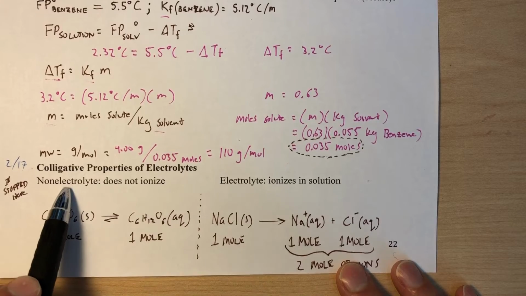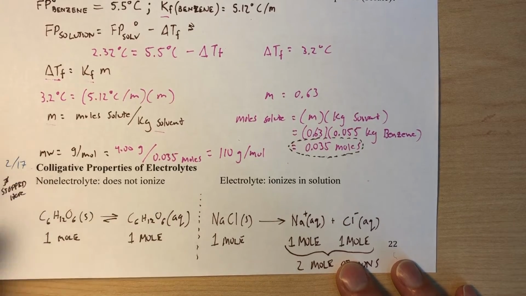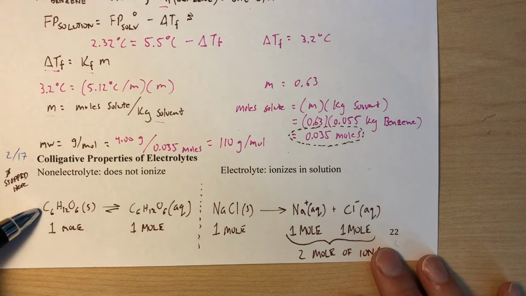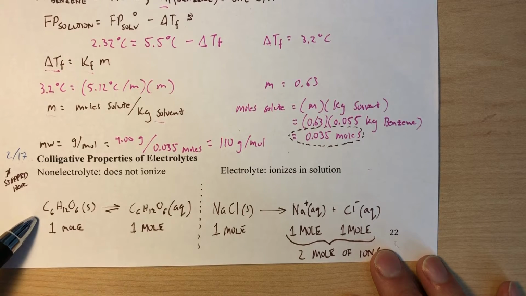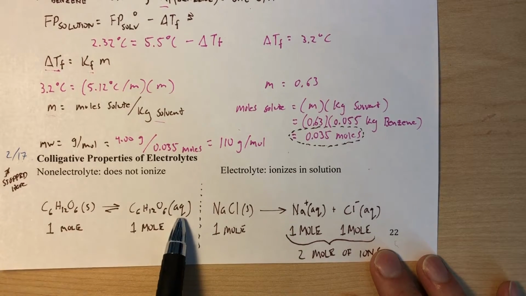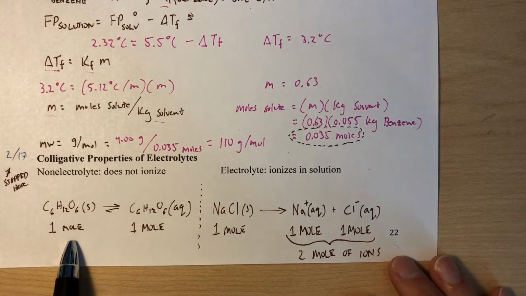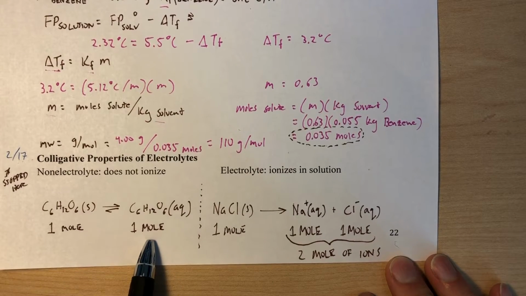A non-electrolyte solute does not ionize. An example of that would be something like sugar, C6H12O6. That is a solid that has all covalent bonds bound together, and it stays intact in solution when you dissolve the solid and make it aqueous. If you had 1 mole of the sugar as the starting material, you have 1 mole as the product.